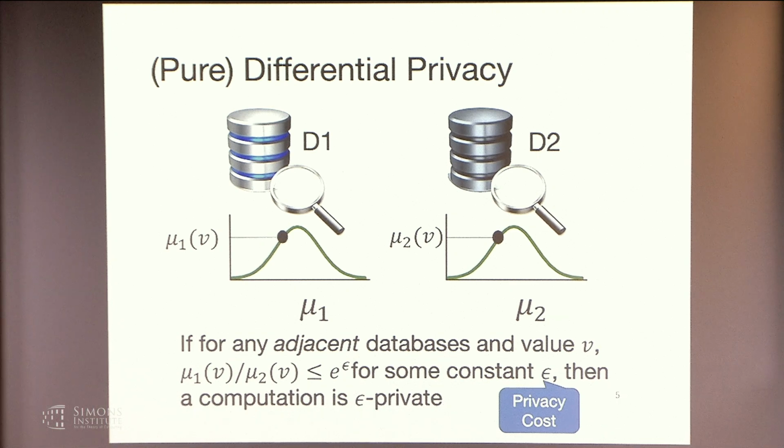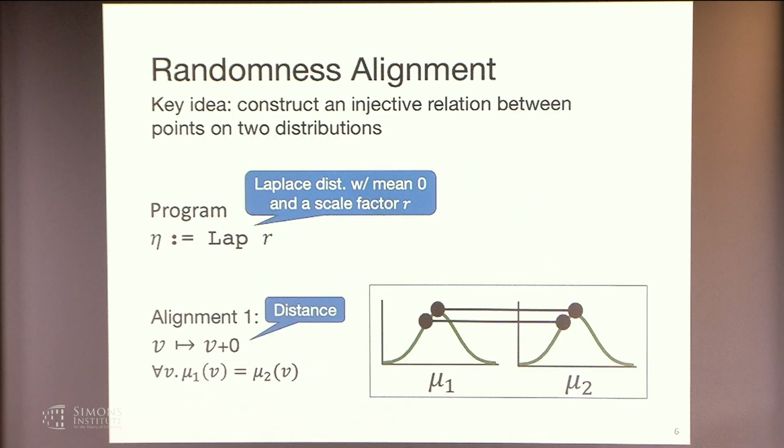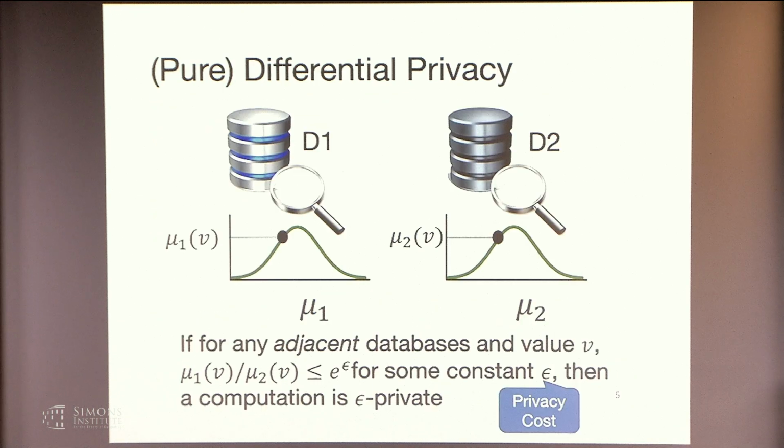Now let's see how we can prove this kind of property in a programming language. There are a lot of techniques to prove differential privacy, and not all of them can be embedded into a programming language. The technique we use is called randomness alignment. The key idea is that, in order to prove differential privacy, I try to construct some injective relation between the points on two distributions. Eventually I want to show that these two distributions are very close.